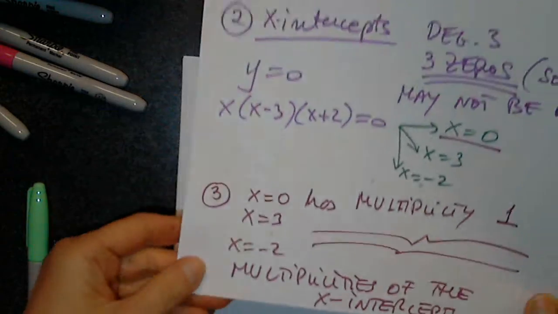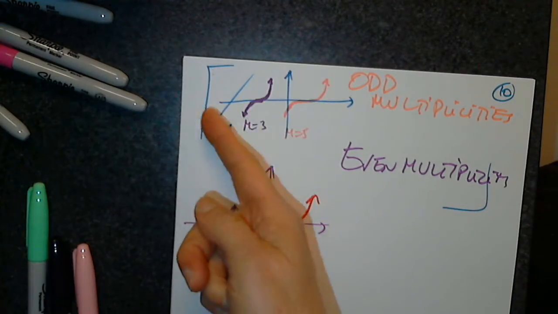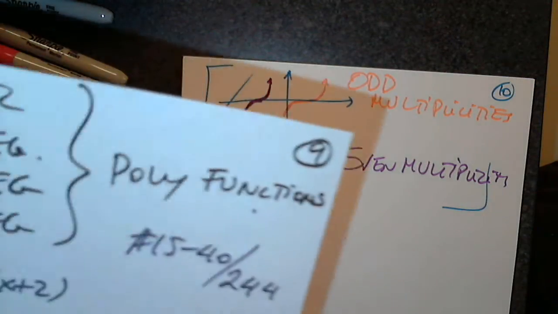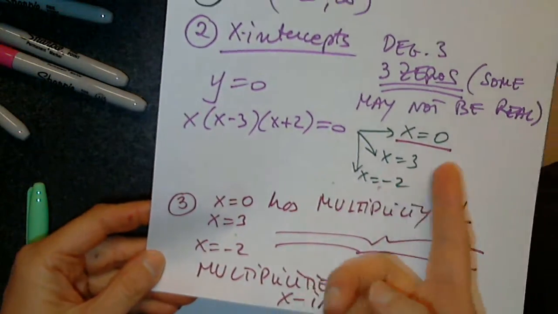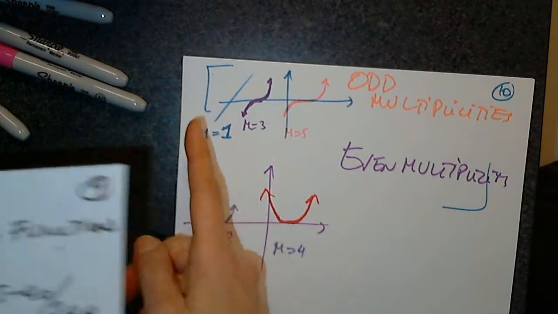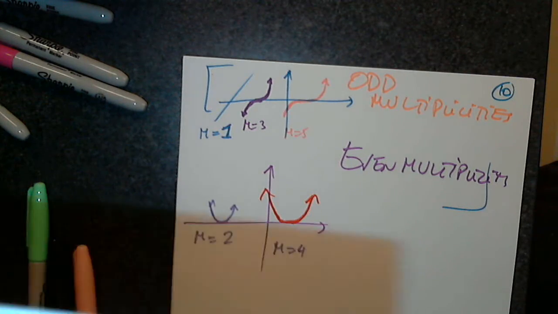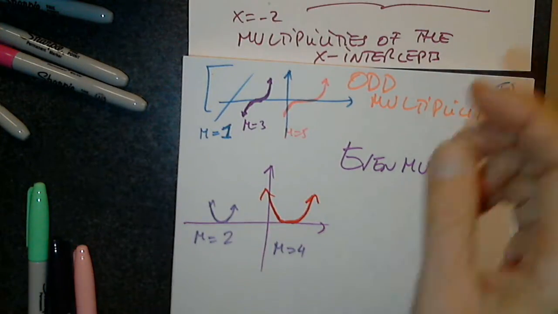Okay, so coming back to our problem and multiplicity 1, which of 1, 2, 3, 4, 5 will be the case for x equals 0, of course 0, 0, 3, 0, and negative 2, 0. Which one will be the case? 1, 2, 3, 4, 5. Of course. Multiplicity 1 is just a straight cross. Very good.